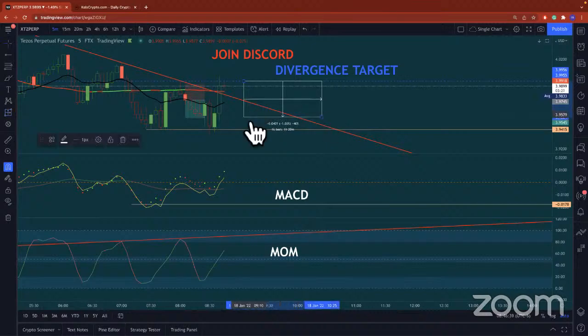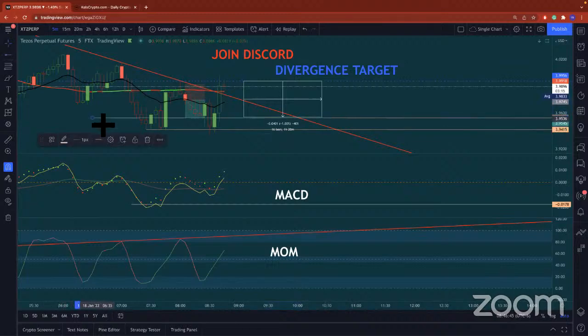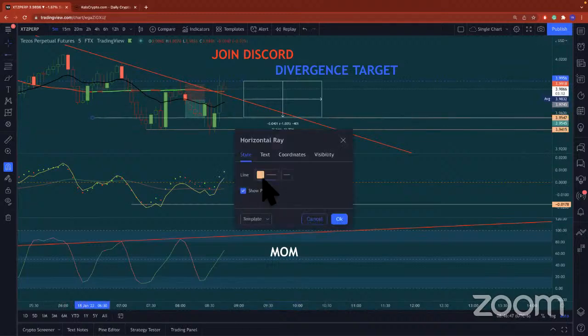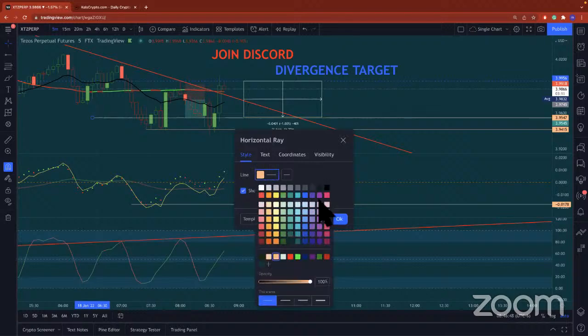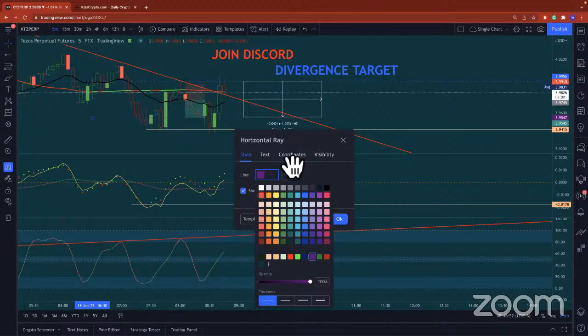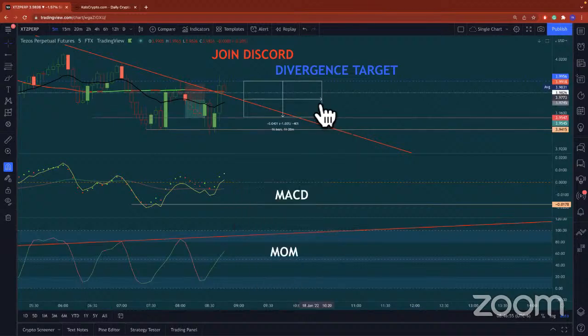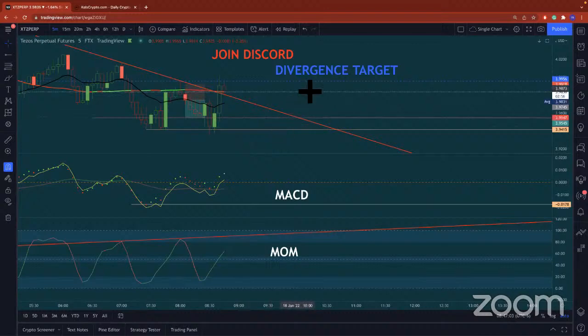And as long as we have a buy signal, right here, let me change the color of this to, let's change it to red. As long as we come down here and we touch this red and we still have a buy signal on the lower time frames, anything close to this is going to come back to that.